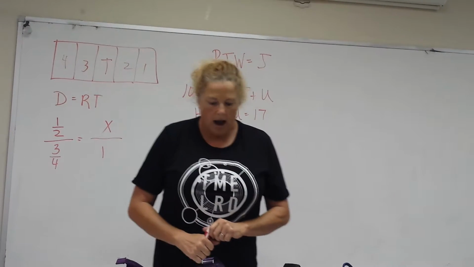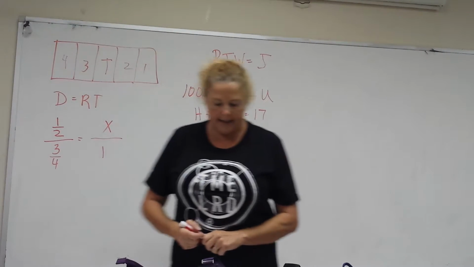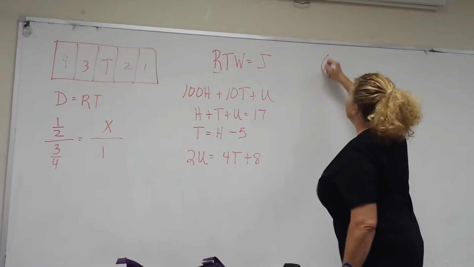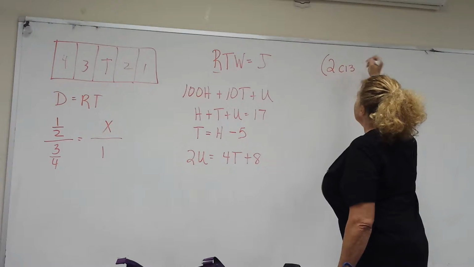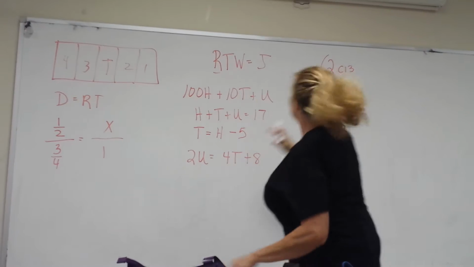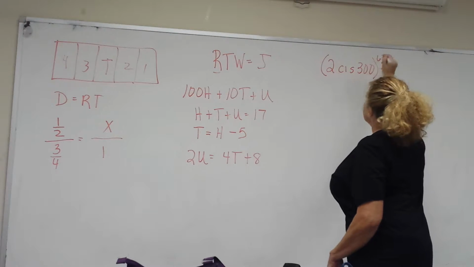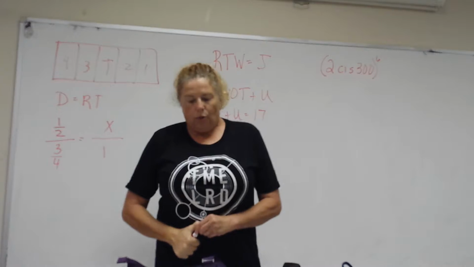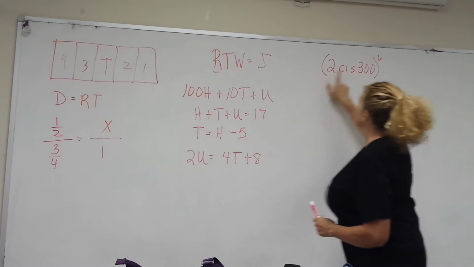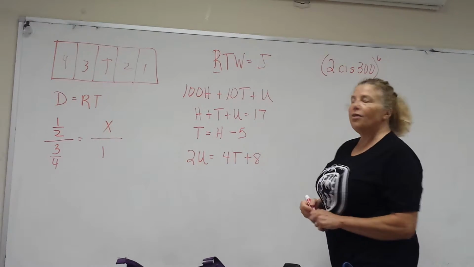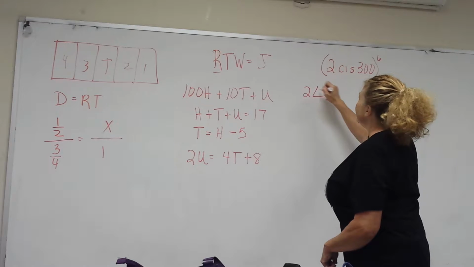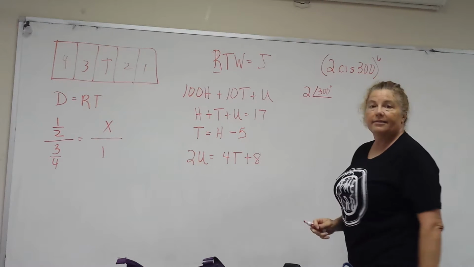Okay? Number 10, 2 cis 30 to the 6th power. 2 cis 300 to the 6th power. The way you do these, that means cosine plus i sine. That's another way of writing something like this. This would be another way of writing that, okay?